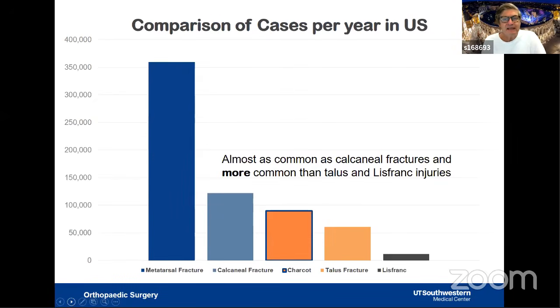Now, I then took this in the United States and compared common fractures that we see. And in the center, in the orange box with the blue around it, you can see is Charcot. But Charcot, the prevalence was more common than talus fractures and Lisfranc fractures, slightly less common than calcaneal fractures, and significantly less common than metatarsals. So while it's a rare disease, it's not uncommon for those of us that treat patients with Charcot. And again, I think that we underestimate how many cases there are because we don't see some of the patients.